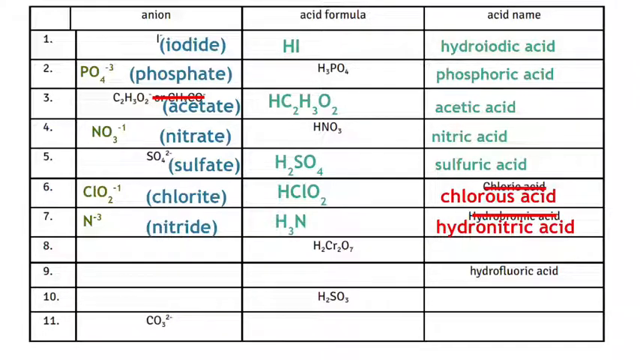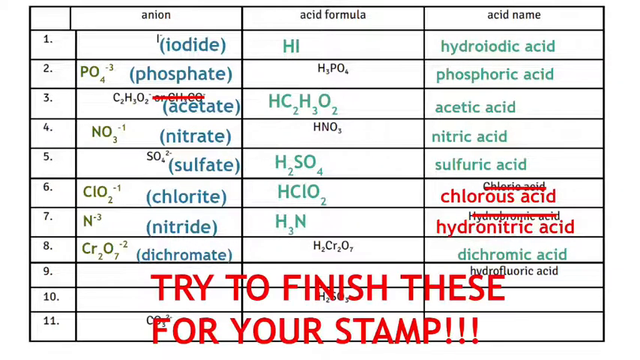Trying to find another name here, H2Cr2O7. We start by figuring out what is that Cr2O7 thing that the back of the periodic table tells us is dichromate. And so ate changes to ic, this becomes dichromic acid. So that's where I'm going to stop.